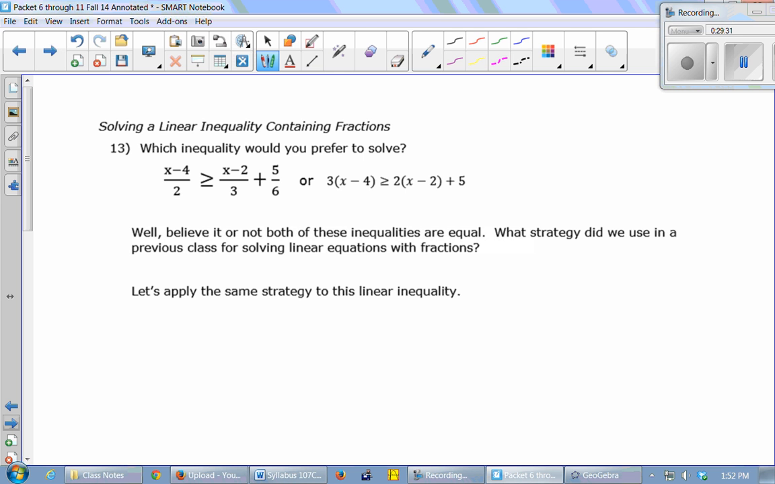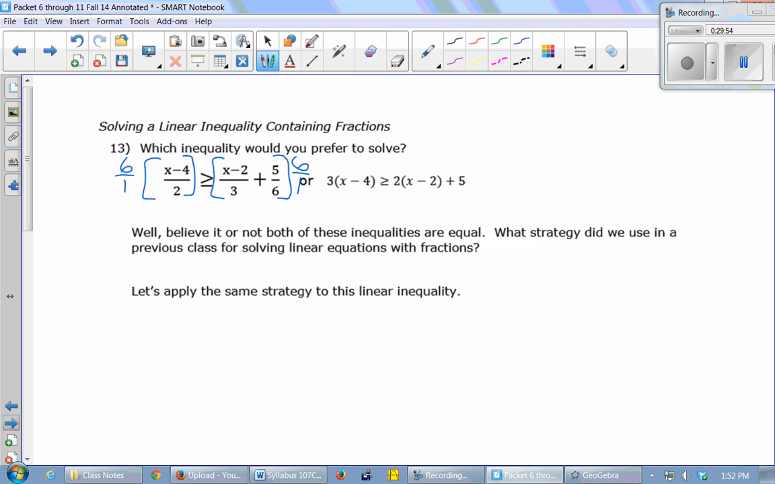Multiply both sides by the least common denominator. So I multiply the left side of this by, what's my least common denominator of 2, 3, and 6? 6. So multiply this by 6. Multiply this by 6. And you can think of this as 6 over 1, if that helps you.